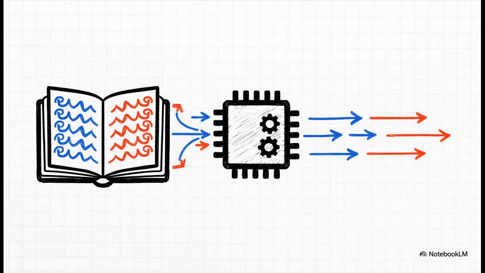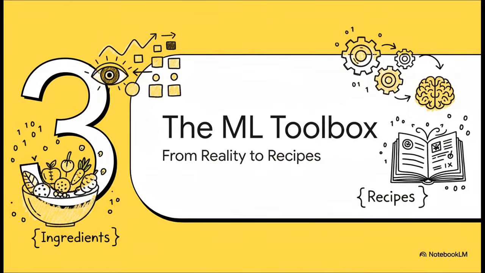The machine learns the subtle patterns of translation all on its own from these real-world examples. Okay, so we get the why and the what. Now for the fun part, the how. Welcome to the machine learning toolbox.